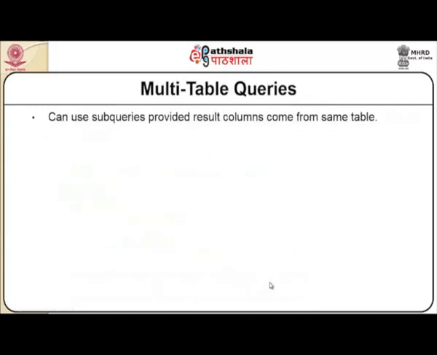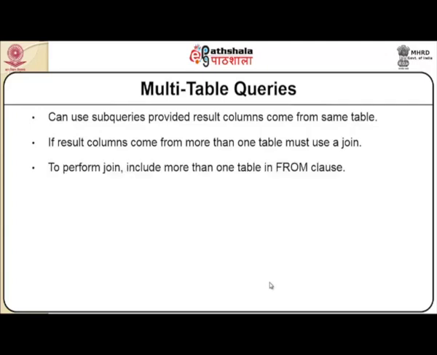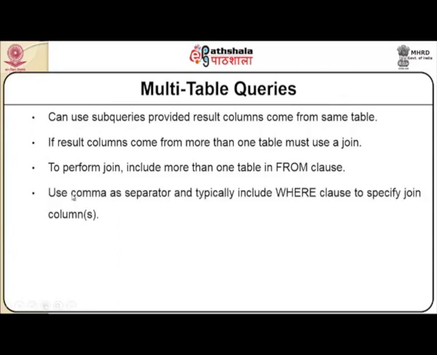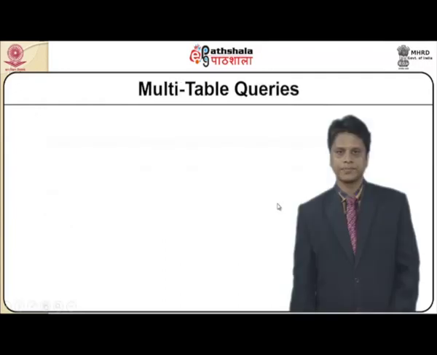Now we will look at multi-table queries. Multi-table queries can use subqueries provided the result columns come from the same table. If the result columns come from more than one table, then we may have to use a join. To perform a join, we include one or more tables in the FROM clause, using a comma as a separator, and typically include a WHERE clause to specify the join columns.